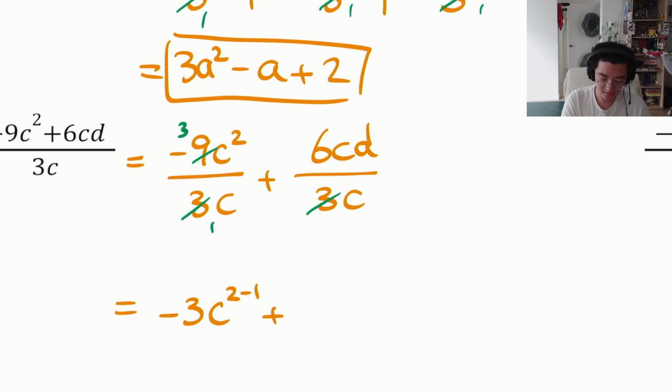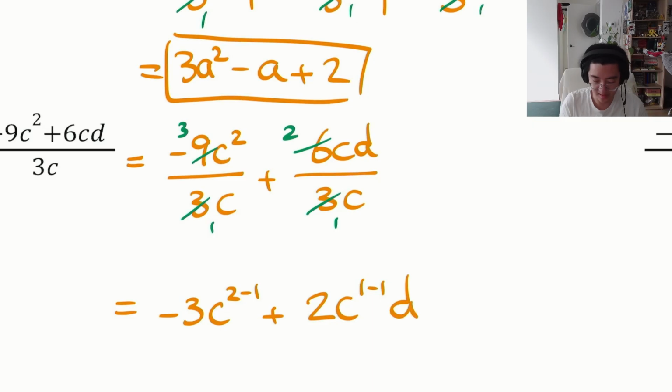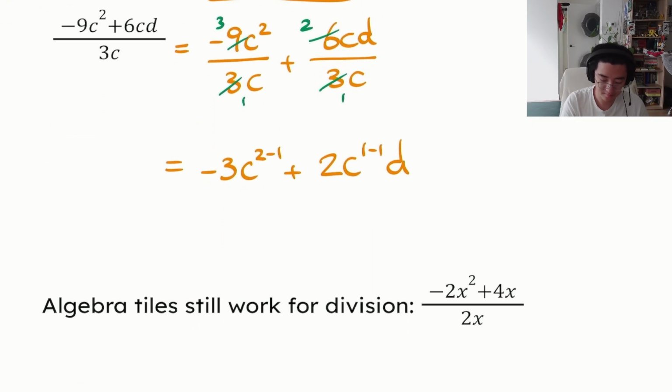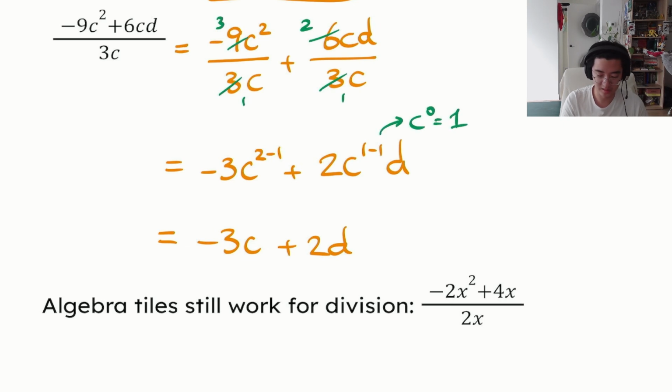Next, we got 6 over 3, both divisible by 3. It's 2. And now this time, we got c and c here. Right, c divided by c is just c to the power of 1 minus 1. d remains because nothing really gets divided into the d. So after all of that, we got minus 3 times c to the power of 1 plus 2d. Right? This is just c to the power of 0, which is just 1. So this is just 2 times 1 times d, which is just 2d.